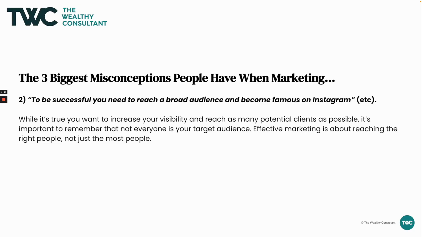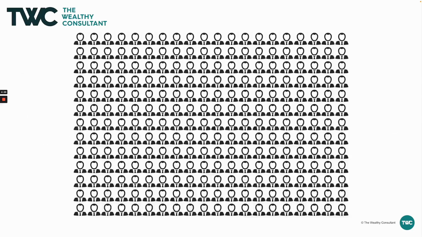You do not need millions of followers on Instagram, Twitter, Facebook, or whatever to be successful in business. That is not the case. Now, I want to illustrate that with what's called the 3% rule. Here we have 100 people in the market.